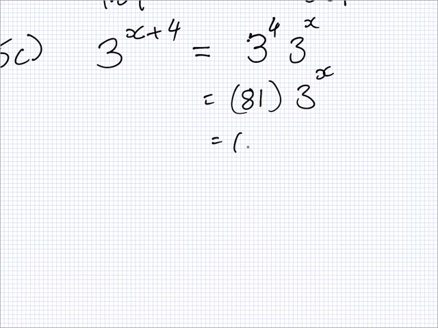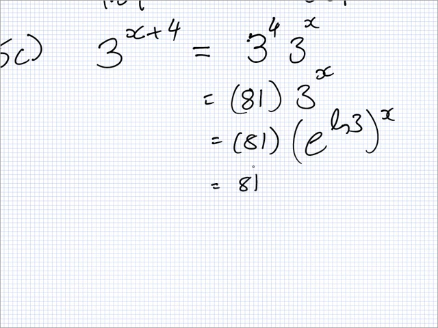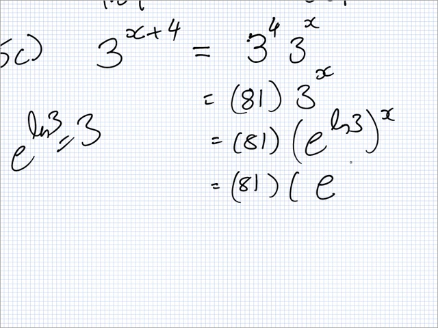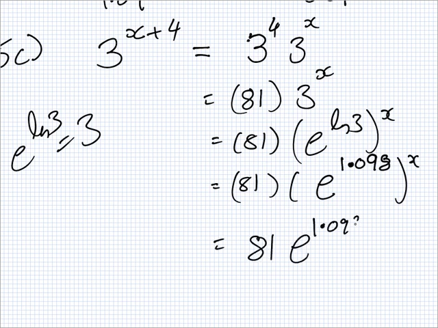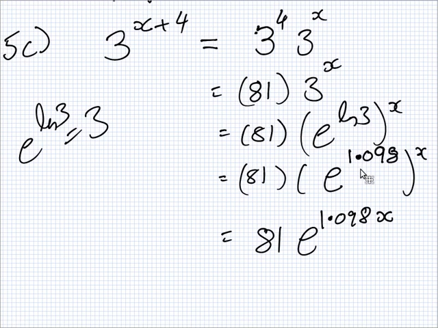So this will be 81 e to the log 3 times x, because e to the log 3 is still 3. I'll just write that here as a note: e to the log 3 is still 3. So that's 81. What is the natural log of 3? 1.098. So here's our answer. The answer is 81 e to the 1.098x. That is the answer.